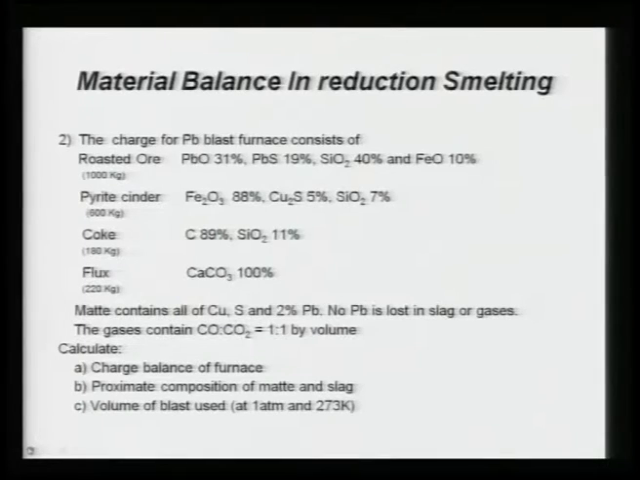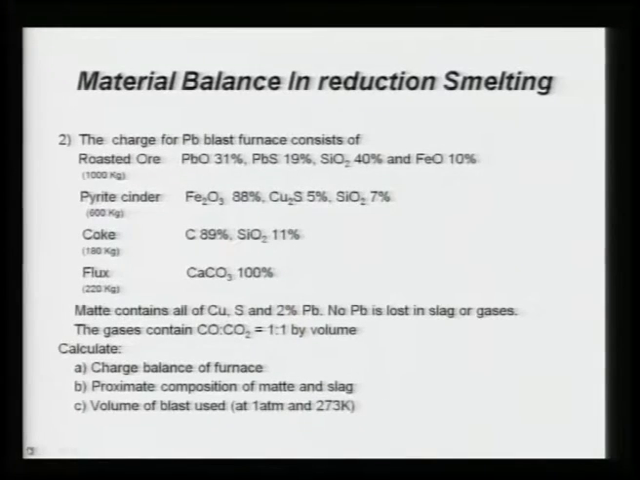So, problem 2: the charge for the lead blast furnace is given. It consists of roasted ore, pyrite cinder, coke and flux. All of you know flux is used to form slag to remove the impurities. As a result of reduction smelting in the blast furnace, matte of this composition is produced. It is said no lead is lost anywhere, either in slag or gases.